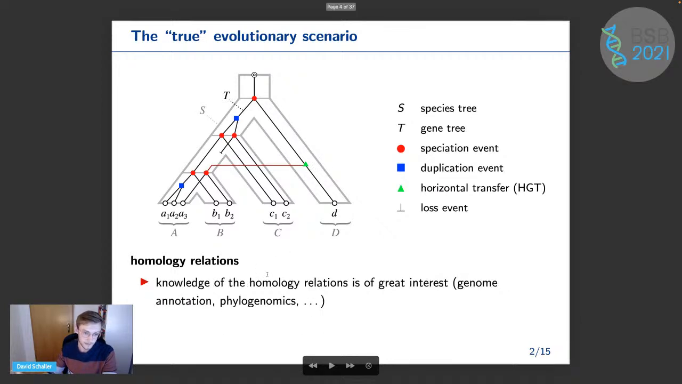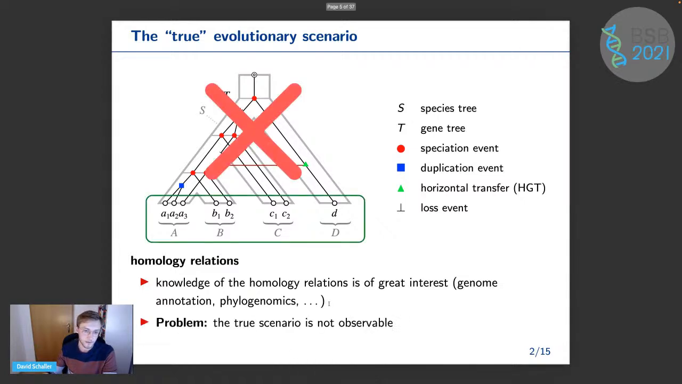Knowing these so-called homology relations is of interest for several reasons, and we've also heard this already in Mark's talk. For example, orthologs are interesting for genome annotation and phylogenomics. There's only one big problem, and that is that we are not able to directly observe these homology relations, nor the complete history of a gene family. So the main task here is to reconstruct the relations based on the observable genes, which are the ones that are in the extant species.